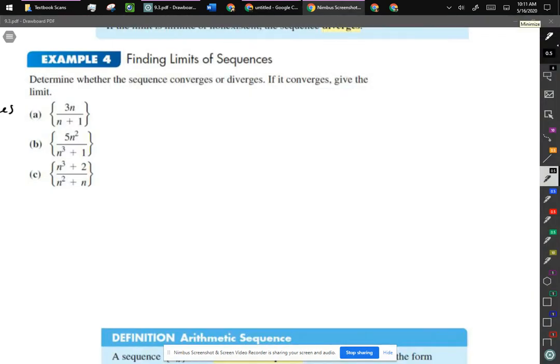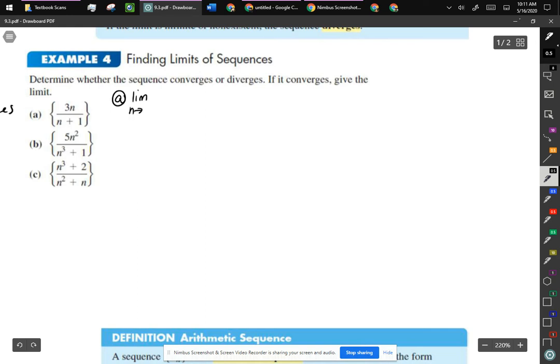All right, guys, welcome to example 4 of 9.3. Let's get started. We're going to find the limits of these sequences, and same thing, we're going to be writing them as limits. So A, the limit as n approaches infinity for 3n over n plus 1.